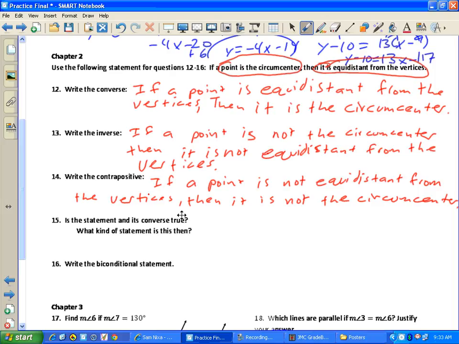Now, is the statement and its converse true? Well, the statement is true, because that's the definition of a circumcenter, or one of the properties of circumcenter. The converse is also true, because if we know that a point is equidistant from the vertices, then we know it's got to be the circumcenter. So yes, they're both true, which makes this a biconditional statement.